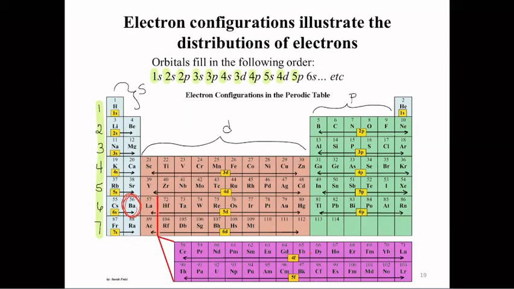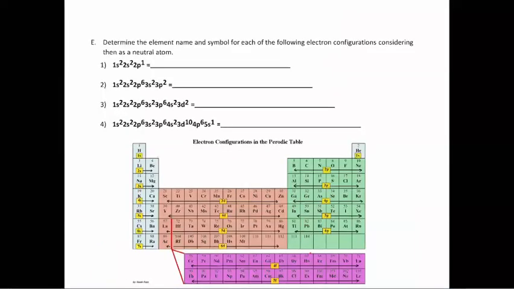And you can see it in the designation that we have in this periodic table. Now, how are we going to utilize all of this information to do problems in the exam? Well, when it comes to these problems, there are 2 ways that you can target it. You can see here that in part E of the in-class worksheet, it says, determine the element name and symbol for each of the following electron configurations, considering them as a neutral atom.